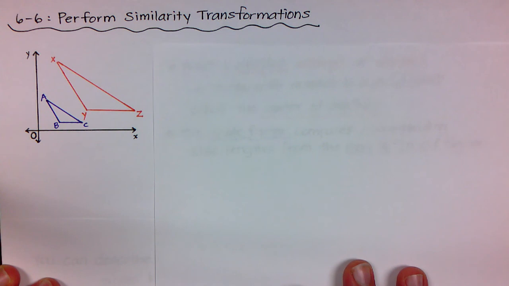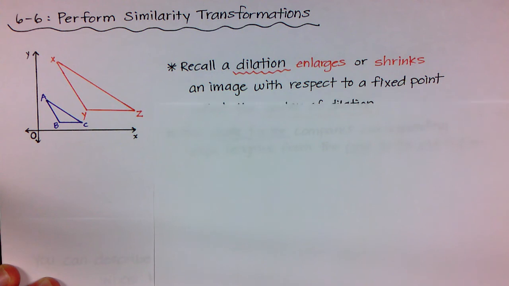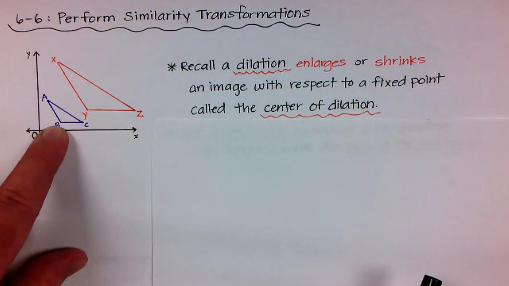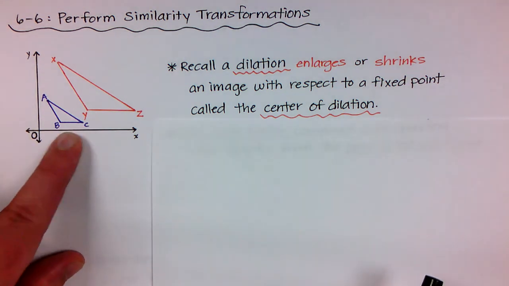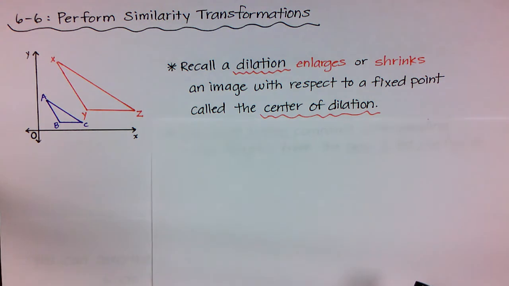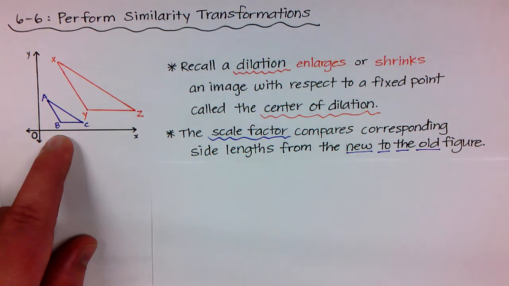So let's go over some of those key vocabulary terms of what a dilation meant. A dilation is where you are either going to enlarge or shrink an image with respect to a fixed point called the center of dilation. Sometimes the center of dilation was a corner of the original image, but most of the dilations we're going to do are centered around the origin. The scale factor compares corresponding side lengths from the new image to the old figure.